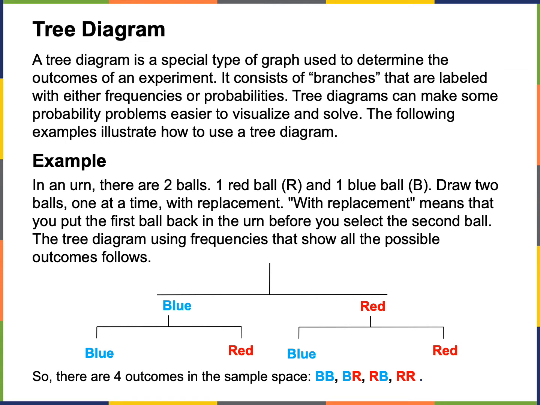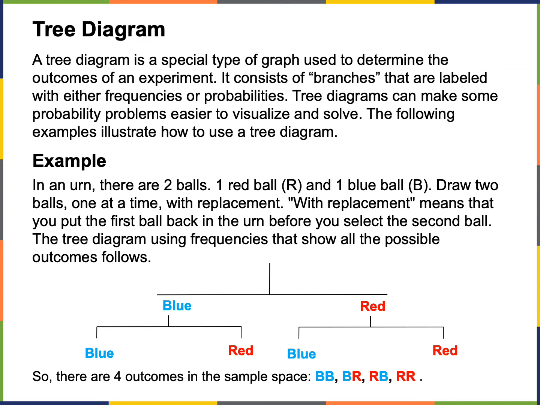So these are called branches. This is usually the branch here, this is a branch, here's another branch, here's another branch, here's a branch, and here's a branch.